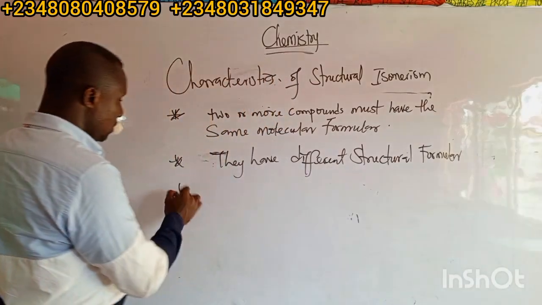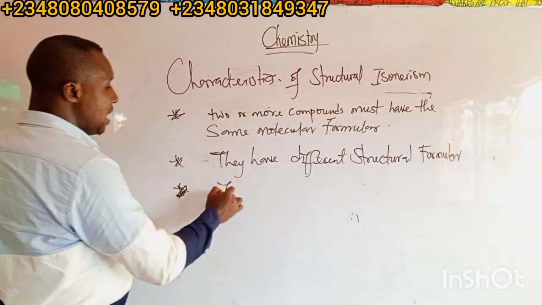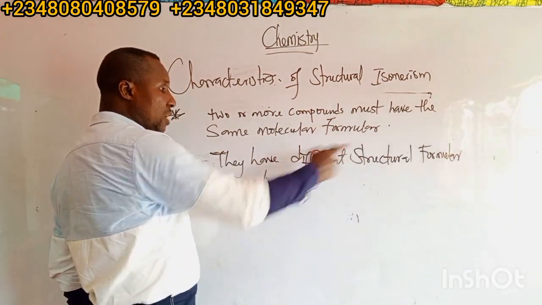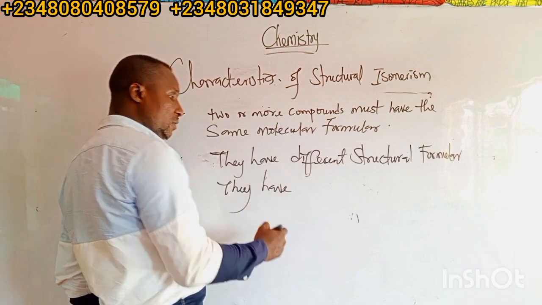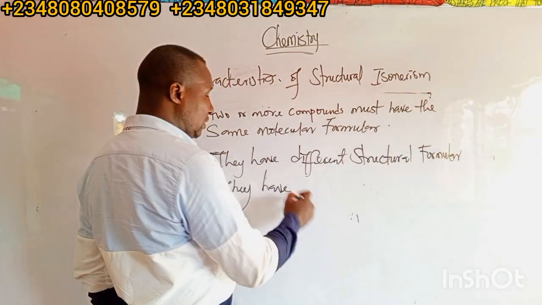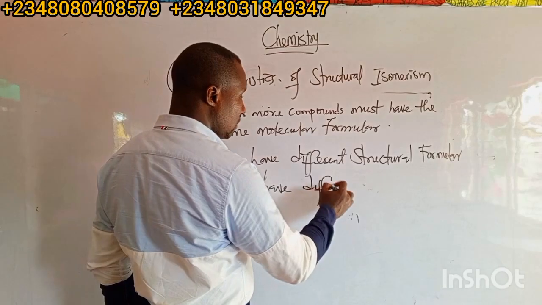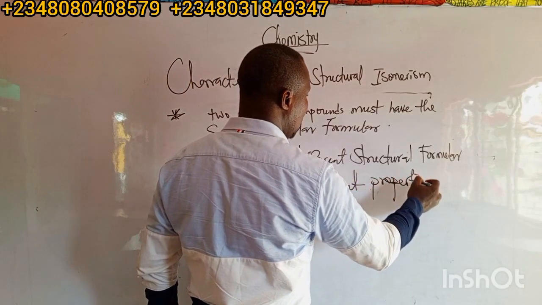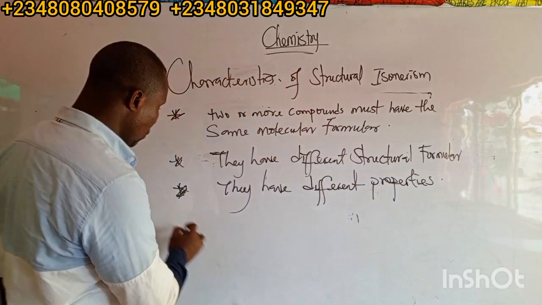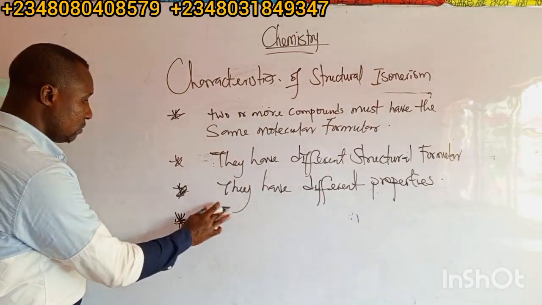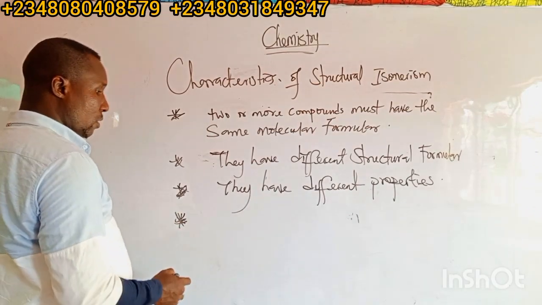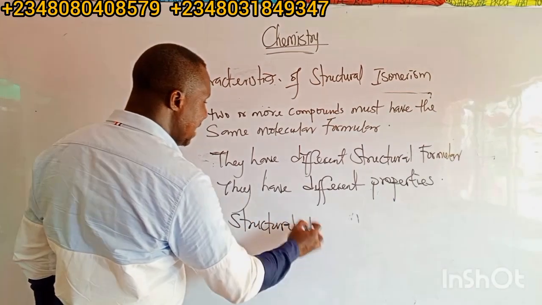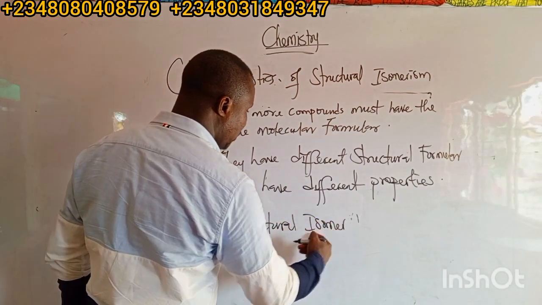I will explain. Three, when you have two or more compounds having different structural formula, two or more compounds having different what? Property. They have different properties. Next one, which is number four, structural isomer. Take note of this, very important.